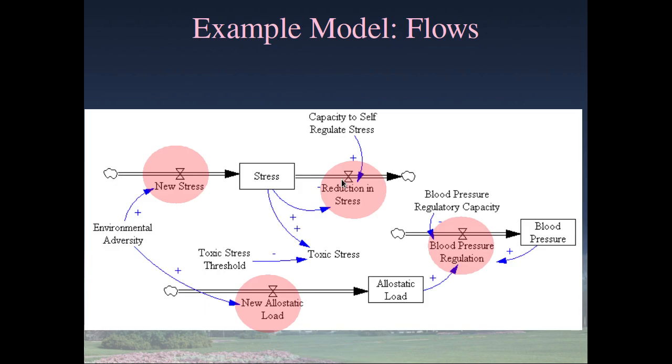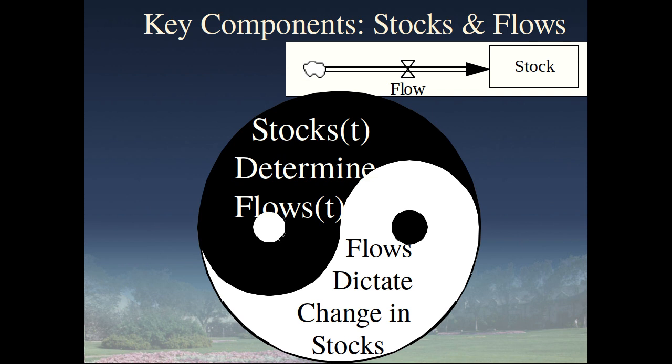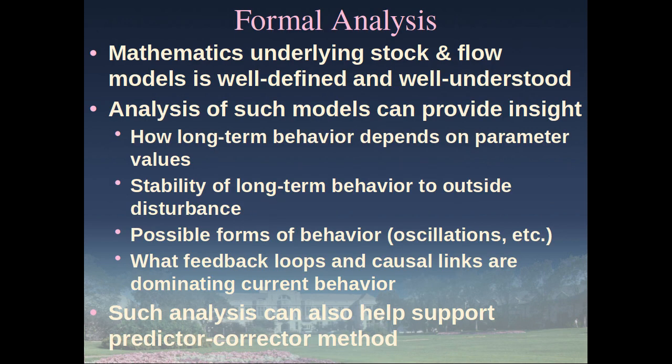So weight was the stock we had in that first model, and then there was energy expenditure, through physical activity, energy expenditure through basal metabolic processes, and energy intake. Those were flows into it. So here, stocks, the current state of the system, determine the value of flows over time, and then flows dictate the value of the change in the stocks over time.